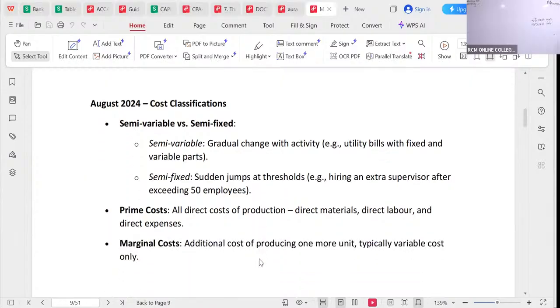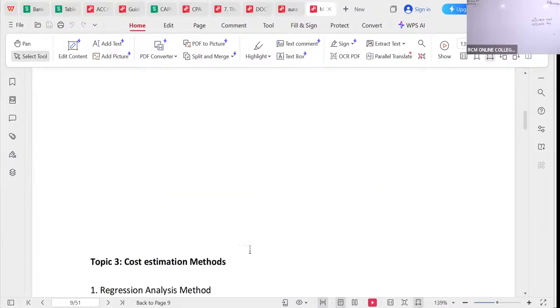Then we have marginal cost, and I define this for you. Additional cost of producing one more unit. One more unit. I won't add more English, that is enough.